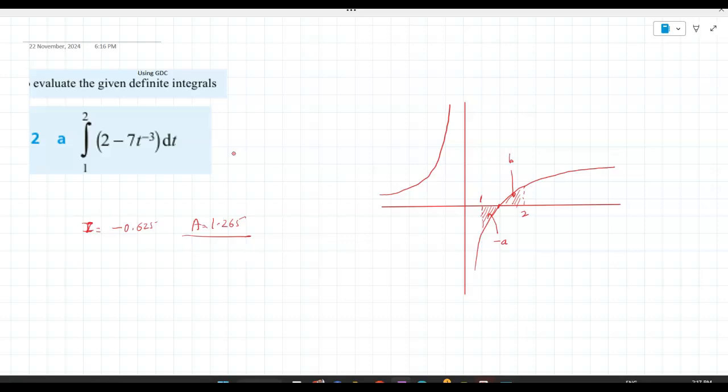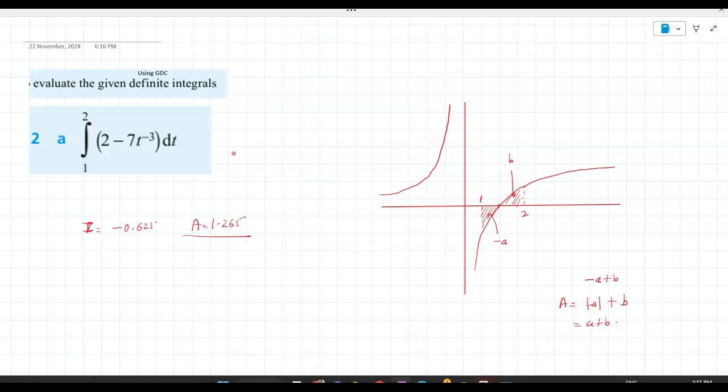So if I ask you the integral, it will be minus a plus b. Correct? But if I ask you the area, what will it be? Mod of minus a, plus b. It's giving you the absolute values.